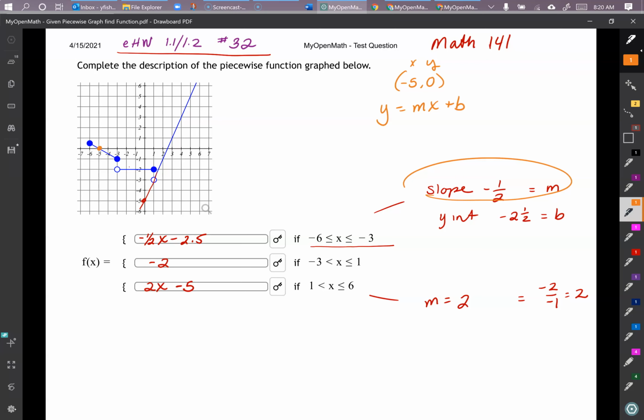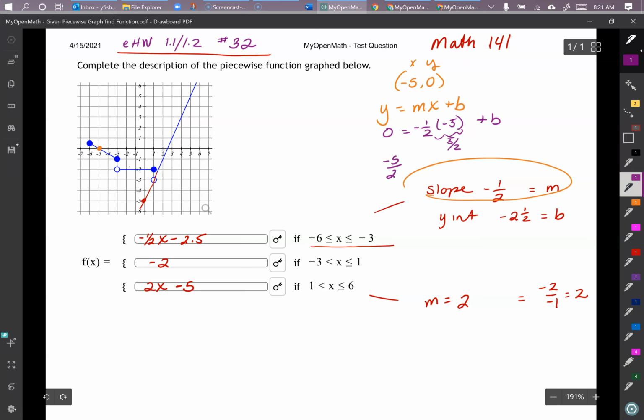I would plug in everything I know. So I would have my y, I would put my slope, negative a half, and I would put my x in there as negative 5. And I could figure out b from that. Once I calculate this out, this would be a positive 5 over 2. Then to solve, I subtract that from both sides. So I would have negative 5 halves equals b, or hence the negative 2.5. So that is how you can find the equations for the linear pieces.